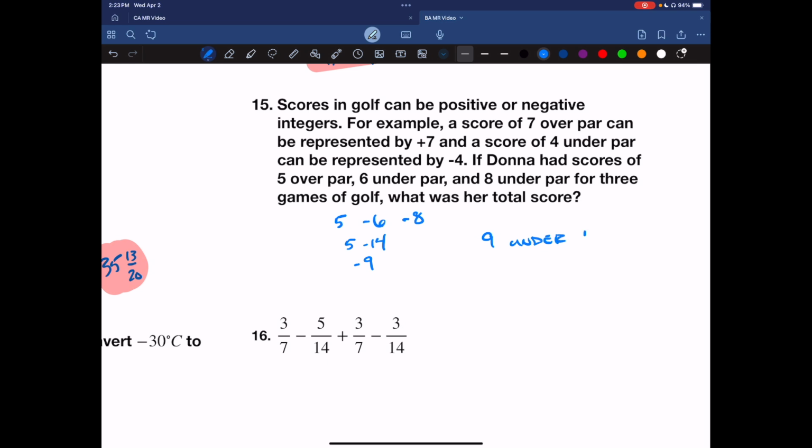So a lot of times when it comes to application problems, getting the answer is just part of it. Then you have to interpret what you just did. In this case, it's not enough to just say, I got negative 9. That's what the algebra says, but what is the problem asking you for? It's asking you for her score, and in golf, it's over par, under par, or par. So in this case, 9 under par is what we're looking for.